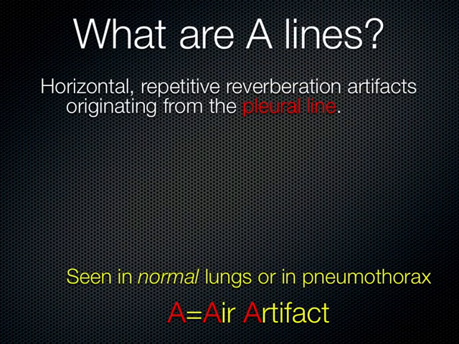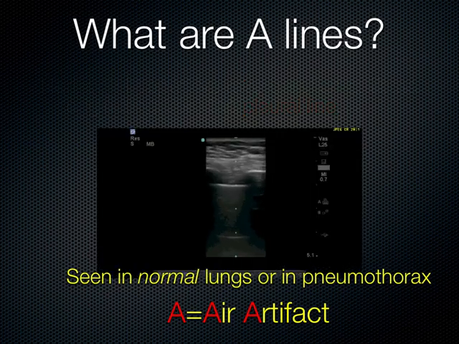Okay, now we're going to move on and talk about infections in the chest. And recall that there's something called an A-line. An A-line is just that horizontal repetitive reverberation artifact that originates from the visceral-parietal pleural interface. And that's what we see here. So this is the skin line here, and we see the interface of the visceral and the parietal pleura coming together here, or the pleural line, and then at equidistant intervals we can see an A-line coming down.